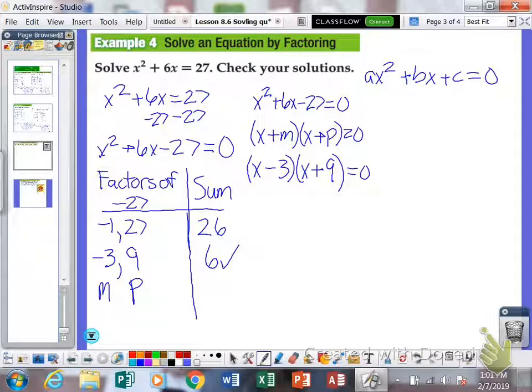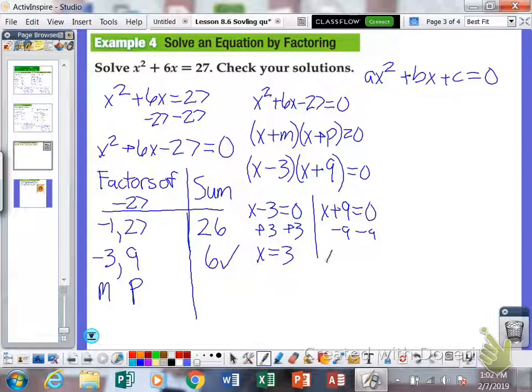So now I want to set both of these parentheses equal to 0. So x minus 3 is equal to 0, and x plus 9 is equal to 0. Add 3 to both sides here. I get x is equal to 3. Subtract 9 from both sides here. I get x is equal to negative 9.